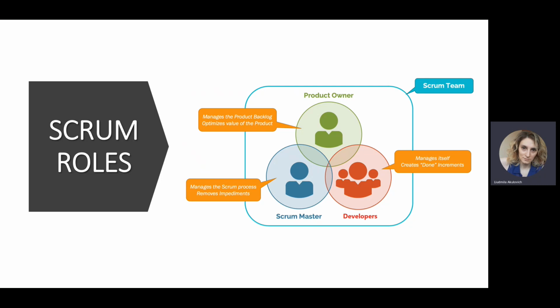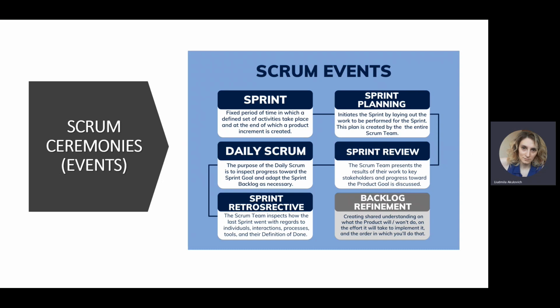Developers. This is the team, and according to the Scrum Guide, developers are all the people in the Scrum team that are committed to creating any aspect of a usable increment each sprint. So if you're influencing the process of increment creation, of creating the product, you are considered to be a developer according to Scrum roles. The next important fundamental part, number 2, is Scrum events, or the synonym Scrum ceremonies.